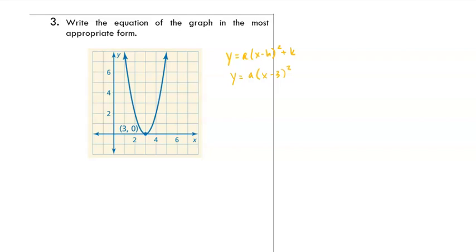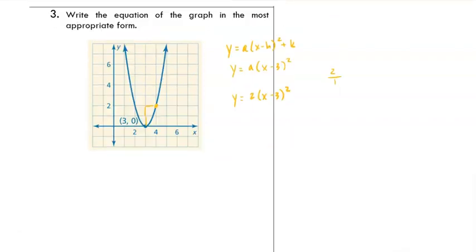And you can put points in. You can put this point in. But I know I moved up 2 and right 1. So up 2 and right 1. So my a is going to be 2. Okay. That was easy. Next. Next.